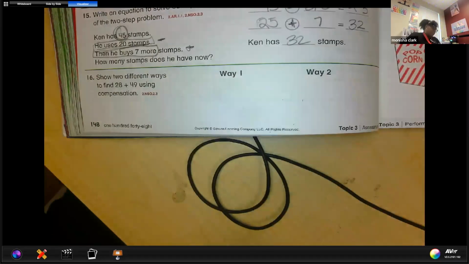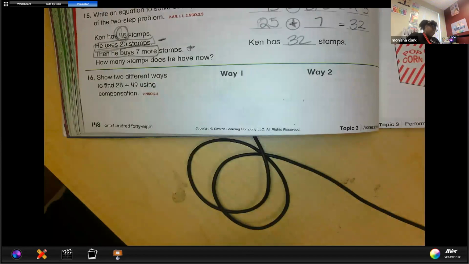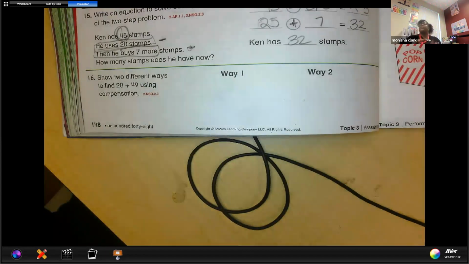Show 2 different ways to find 48 plus 49. They're not asking you to add it one way and add it the other. They want you to use 2 of the methods. Well, we have several methods in our pockets. We have breaking apart to add in. We have the number line. We have the hundredths chart. We have adding the tens and the ones.